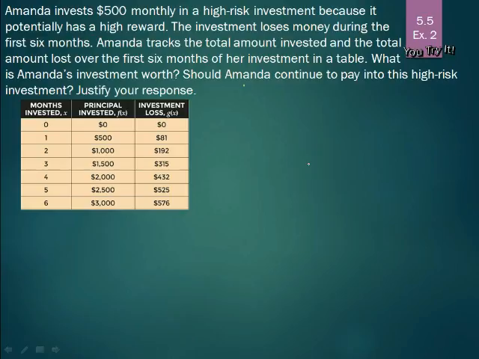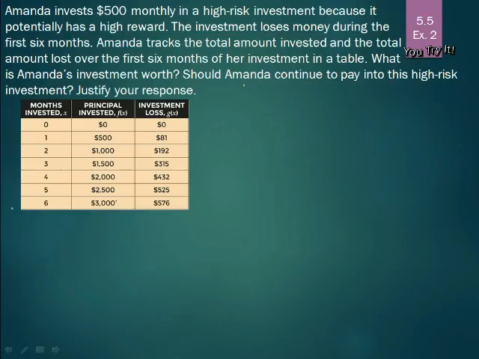Justify your response. Okay, so we're wanting to know, is Amanda's investment going to provide a return to her? Is it worth it to keep in this, even though it appears that she's losing more and more money each month? And so what we could do here is we need to know the trend of these tables. So we could find an equation for each one by finding the finite differences. And then if we took the principal invested and subtracted the amount lost, then we could see, is it going to be worth it? Let's go ahead and find the finite differences.